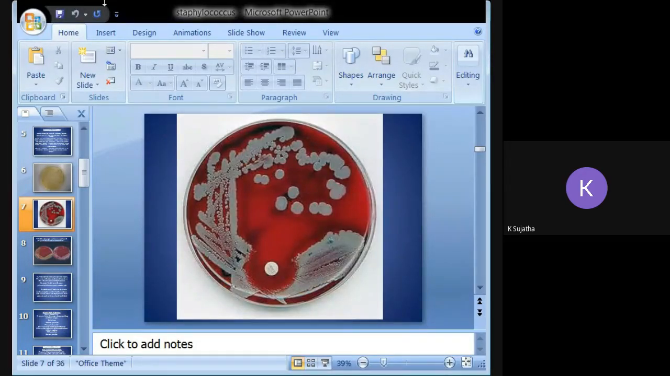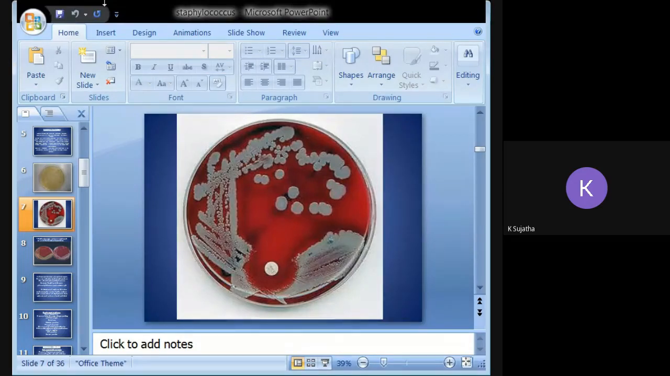Do you know the procedure of the sugar fermentation test? What is the first step? Sugar media is prepared. What are the ingredients of sugar media? First of all, peptone water is prepared. Peptone water ingredients: peptone, NaCl, distilled water. After preparation of peptone water, sugar is added. That is called sugar media.